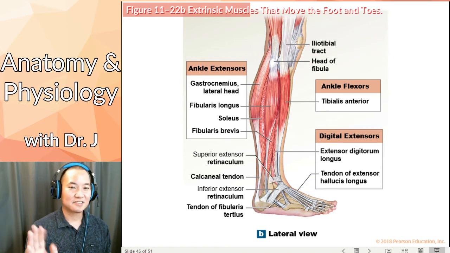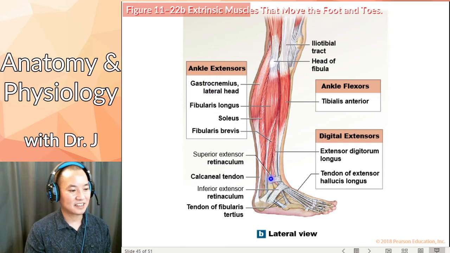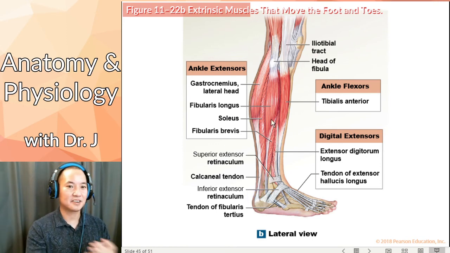And luckily, there's only one prime mover. So we only have the tibialis anterior. Where is it? In front of the tibia, anterior. Now over here, you have your ankle extensors. And notice that on the opposite side of the tibia, that's where you have all the extensors. So notice that flexors and extensors are, again, typically located on opposite sides of a bone.